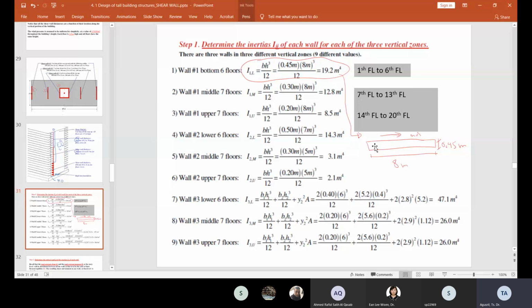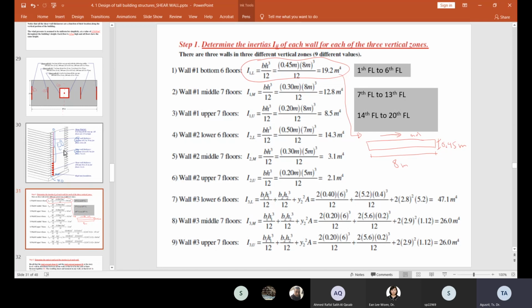Because of the transverse load in this direction from the wind load, the column will tend to move to the right side. So when we calculate the second moment of inertia, the direction of the H is equal to the direction of the force. So this becomes H and this becomes B to get the second moment of inertia.